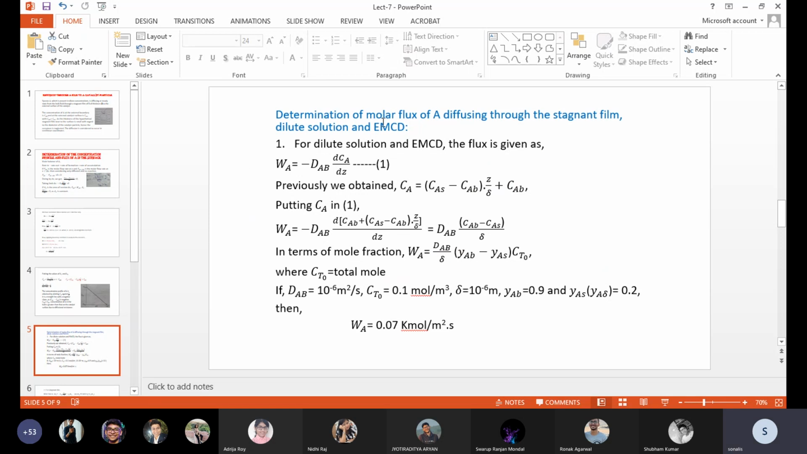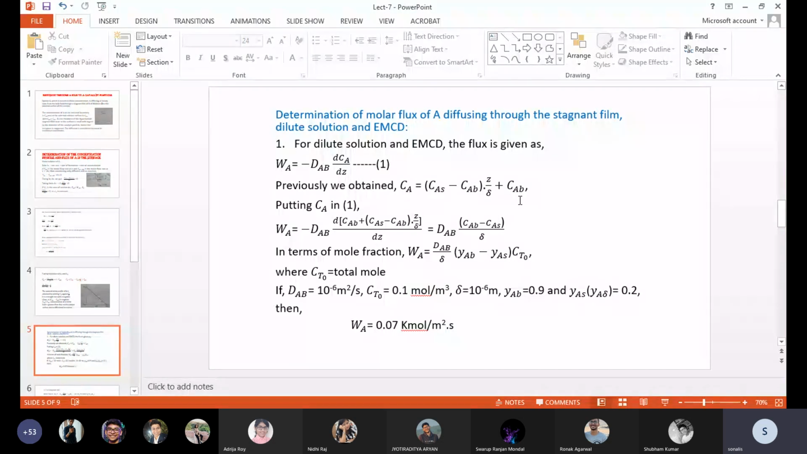Now, determination of the molar flux of A diffusing through the stagnant film, dilute solution, and EMCD. There are other conditions also where we can try the molar flux of A. For dilute solution and EMCD, the flux is given as only the diffusional flux, W_A equal to minus D_AB dC_A/dZ. Previously we obtained C_A equal to (C_AS minus C_AB) times Z by delta plus C_AB. This one we have just got.